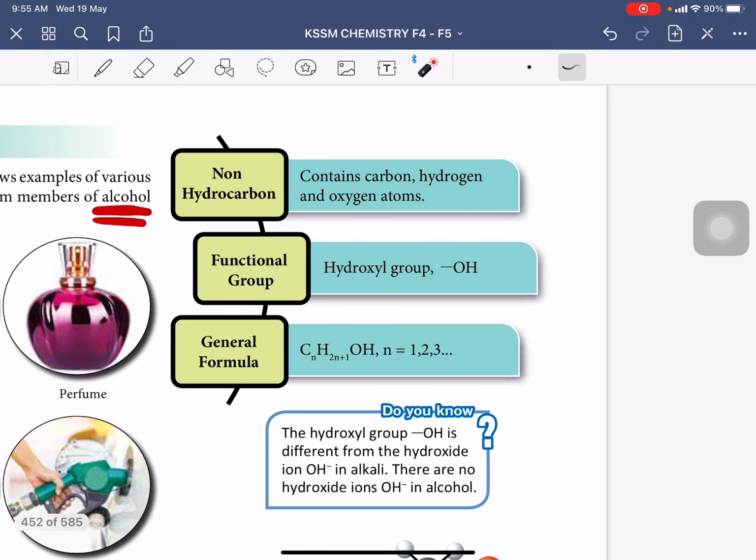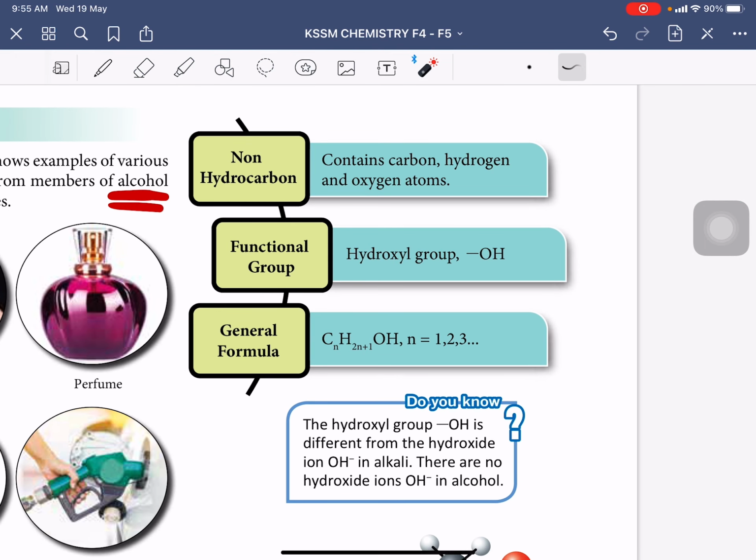So what is alcohol? Actually, alcohol is non-hydrocarbon. Non-hydrocarbon means that it is not only hydrogen and carbon inside. There is another atom inside, which is oxygen. So alcohol contains carbon, hydrogen, and oxygen atoms. That is why it is called non-hydrocarbon, because it has oxygen inside.